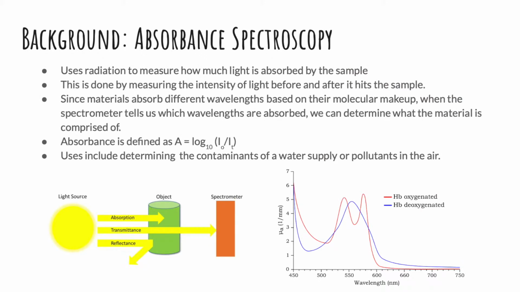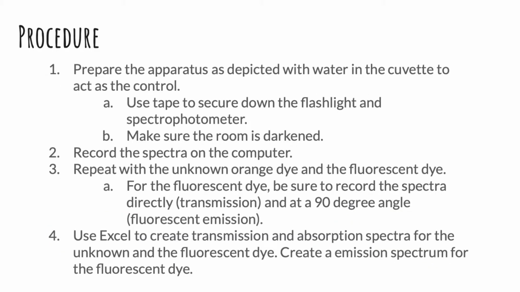Absorbance spectroscopy uses radiation shot out from a spectrometer to measure the light absorbed by the sample. In order to do this, it measures the intensity of the waves before and after the light hits the sample, and the resulting graph is calculated using log 10 of initial intensity divided by the resulting intensity. Since different materials absorb different wavelengths, this can help us identify substances like contaminants in a water supply or pollutants in the air. First, we used water in a cuvette as a control.